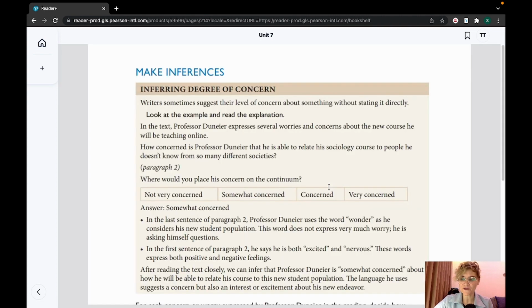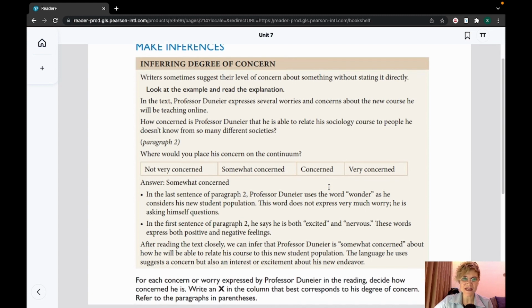That brings us to making inferences. Remember that with inferences, as I just stated, get the facts and then you can conclude what it means. That would be making inferences, looking for the underlying meaning. Writers sometimes suggest their level of concern about something without stating it directly. So that is a degree of concern that we are concluding.